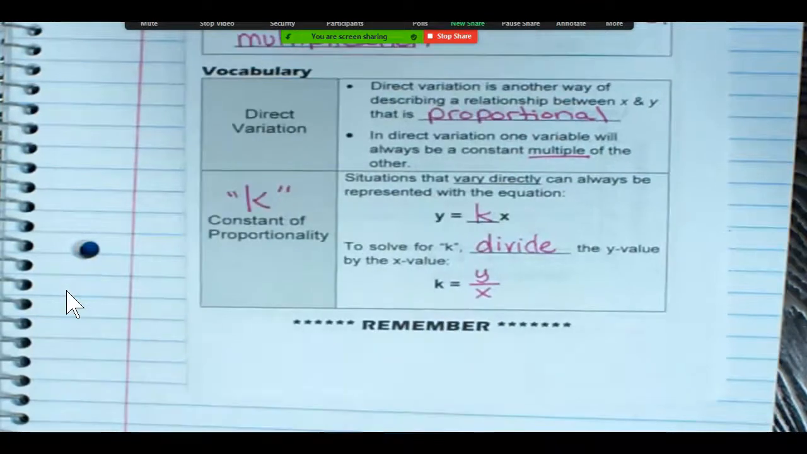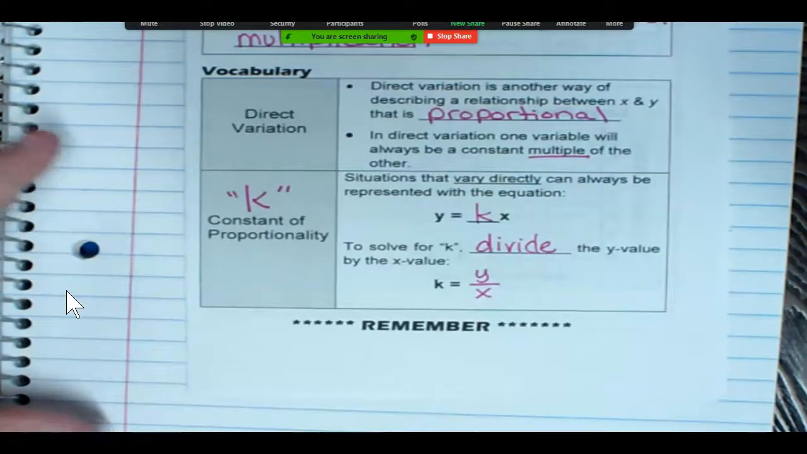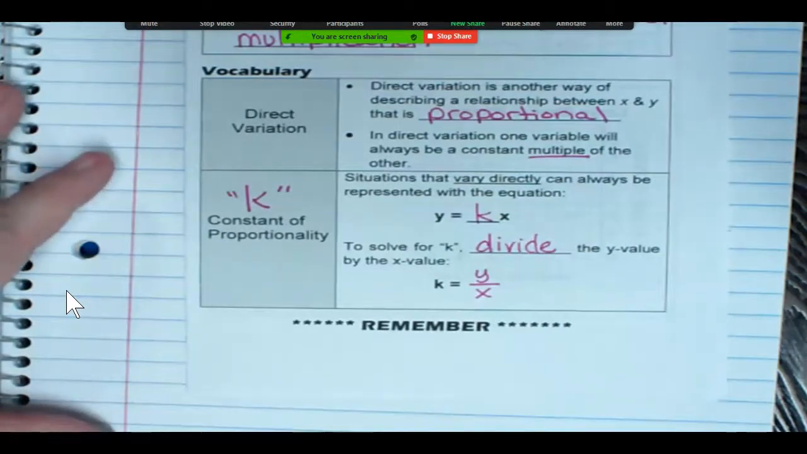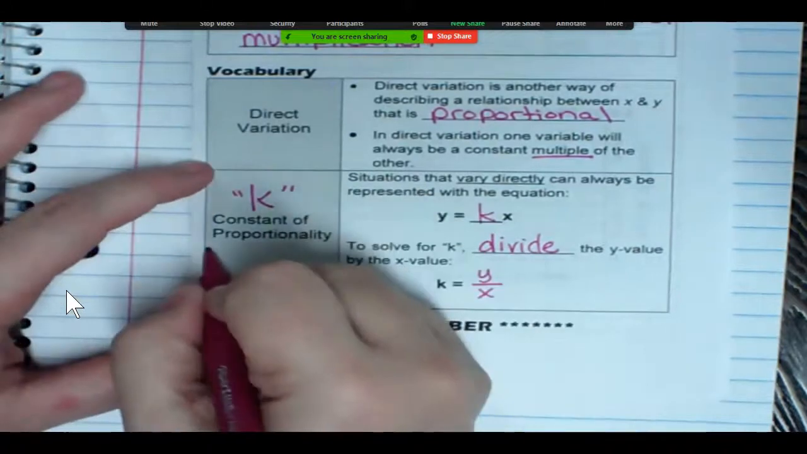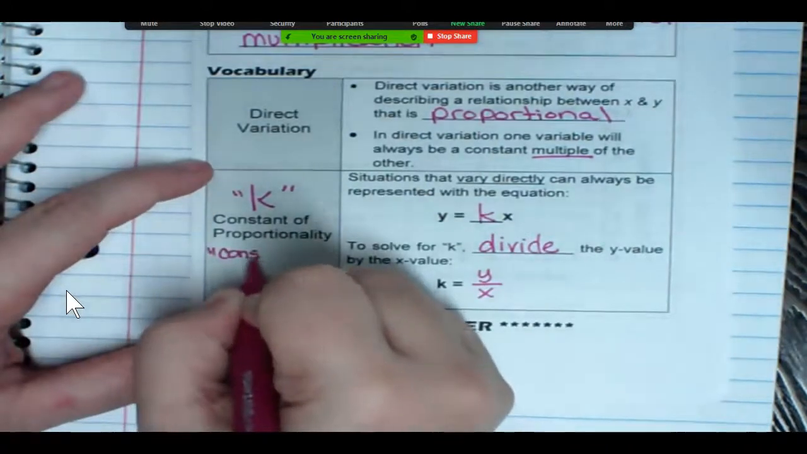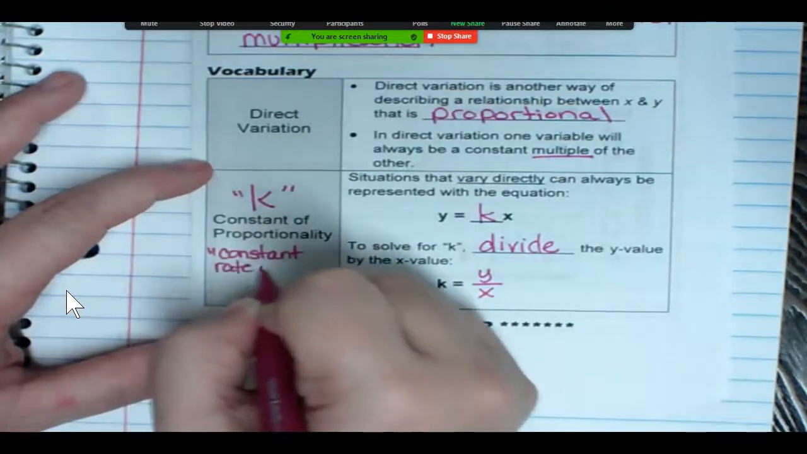Now, last year, you talked about constant rate of change. Do y'all remember that? Constant rate of change? Like what you did to the x was constant every time to get that y, that constant rate of change.